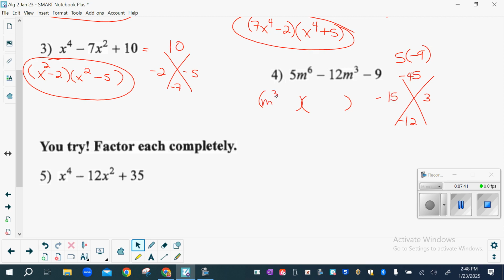Good. And she remembered also to divide by 5. Easy to forget that. So we get m to the 3rd minus 3. And then we slide the 5 to the front, 5m to the 3rd plus 3. Go ahead and do the U try.